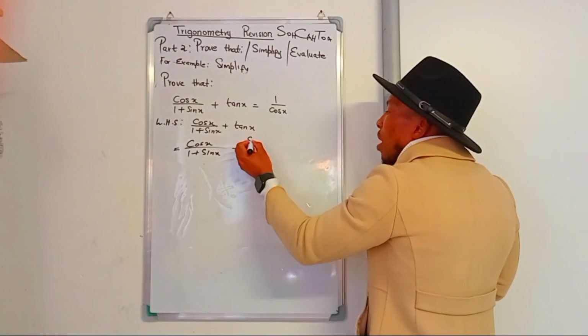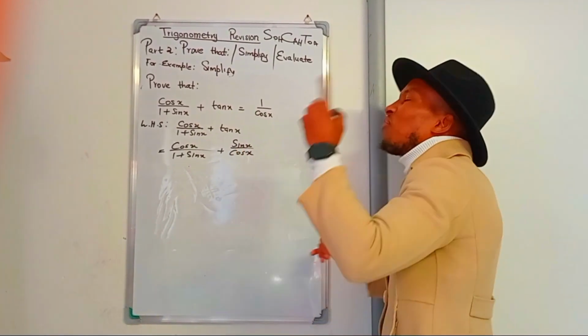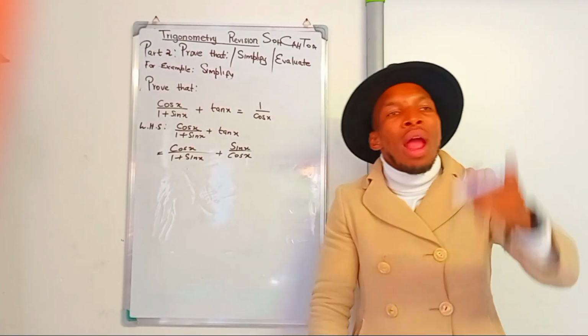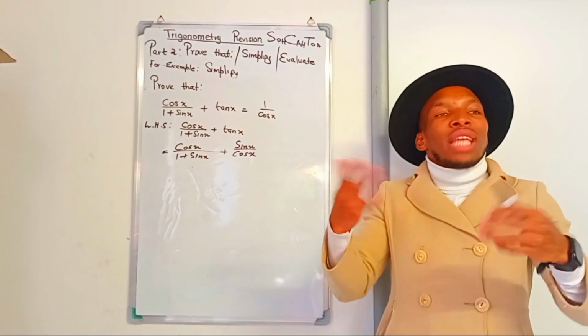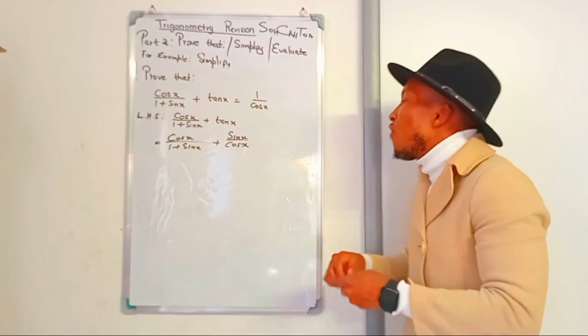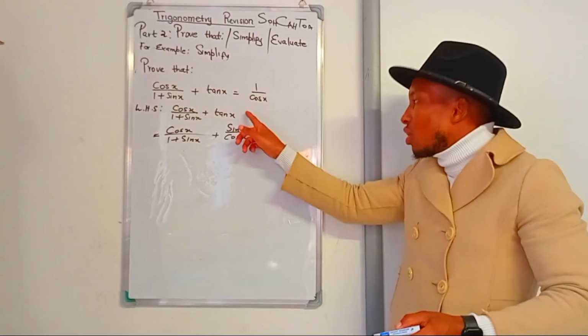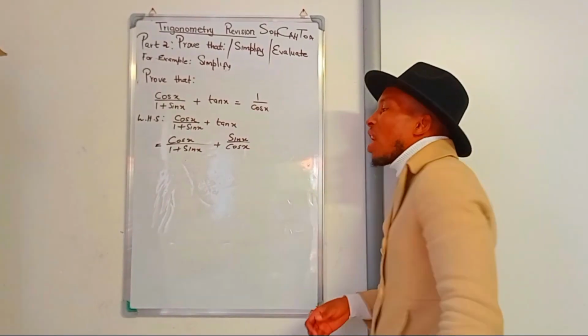Tan x is going to be sine x over cos x. It's very, very important that when you see tan x or tan theta, you change that tan into sine over cos. That is 1 mark for changing the tan. After that, now we have a fraction to deal with.